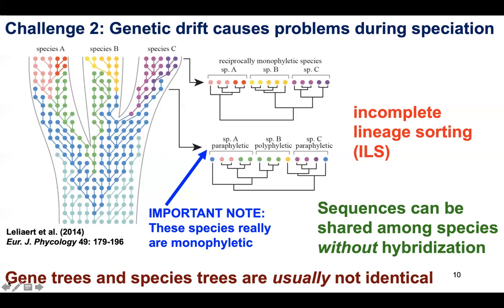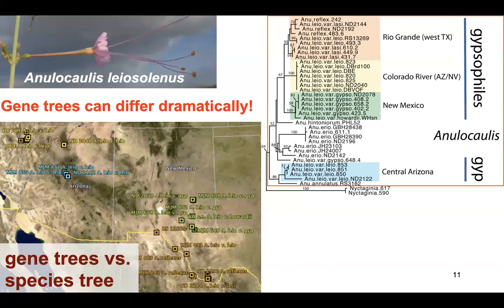So in practice, what we're doing in systematics is taking a bunch of gene trees and trying to figure out what the species tree is. But the gene trees aren't usually the same as the species tree. And I want to give you an example of that from my own work. I do a lot of work in the desert Southwest, particularly the Chihuahuan Desert over here in New Mexico and Texas and Mexico. And I work on plants that grow on gypsum a lot, deeply in love with gypsum plants.